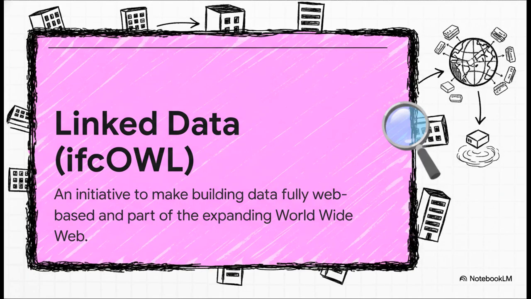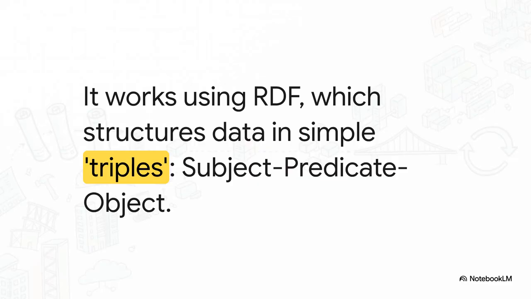The second evolution, and honestly, this is the real game changer, is linked data. The goal here is so simple but so powerful. It's about getting our building data onto the web, just like any other piece of information. It's about turning our data from a static file into a living resource online. So how does it pull this off?